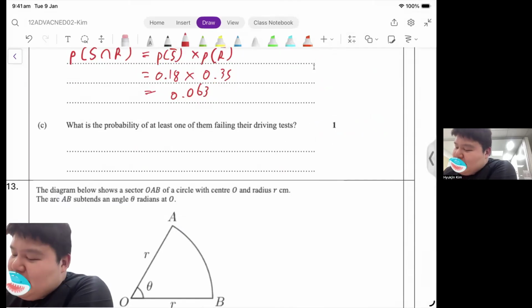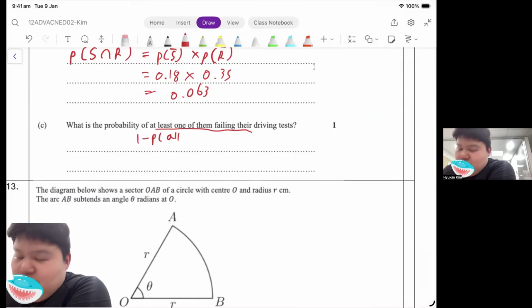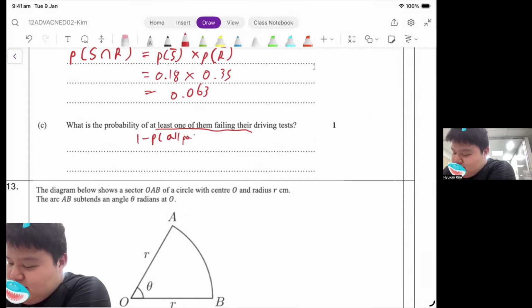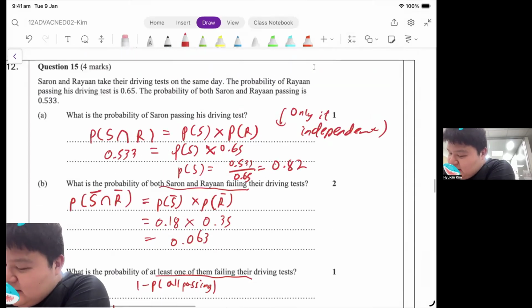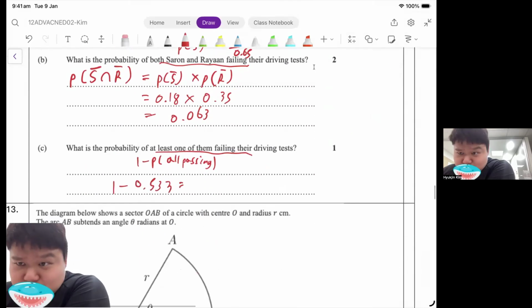What is the probability that at least one of them fails? Well, what is that the same as? 1 minus probability of all failing. Wait a minute, all passing. So all we got to do is 1 minus all of them passing, which was 0.533. So easy. Jeez.